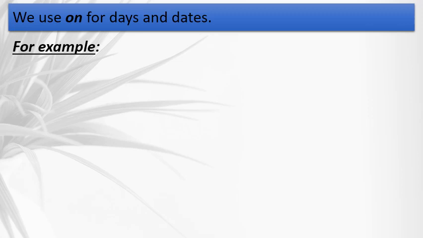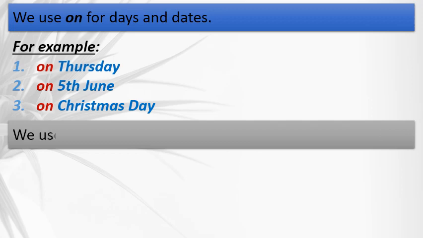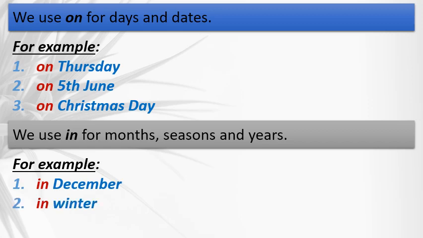Now let us see rule number 12. We use on for days or dates. To clarify it, let's see some examples. Number 1, on Thursday. Number 2, on 5th June. Number 3, on Christmas Day. Now let us see rule number 13. We use in for months, seasons and years. To clarify it, let's see some examples. Number 1, in December. Number 2, in winter.